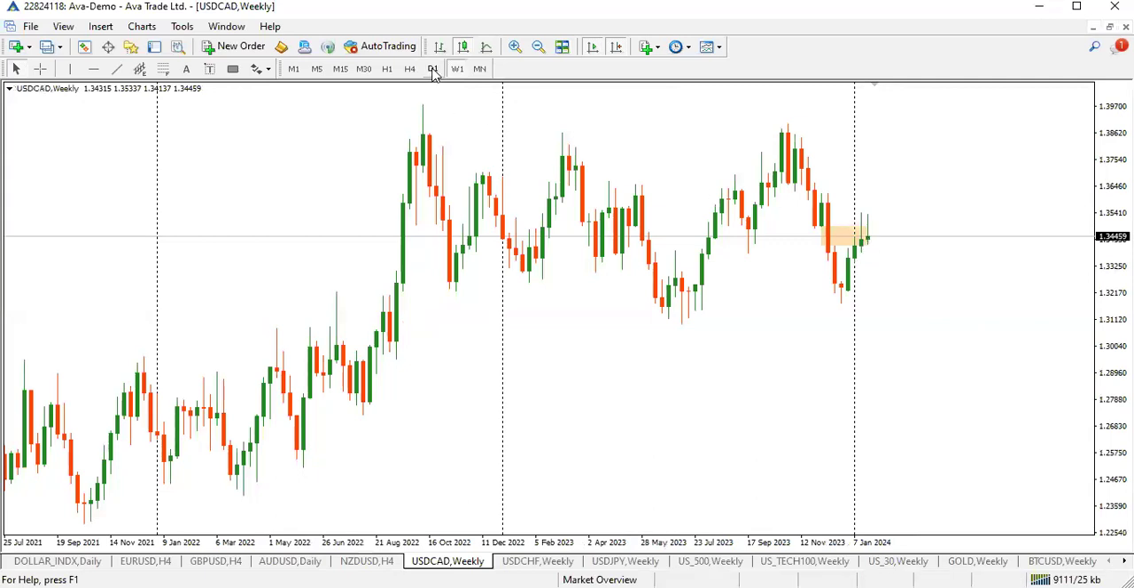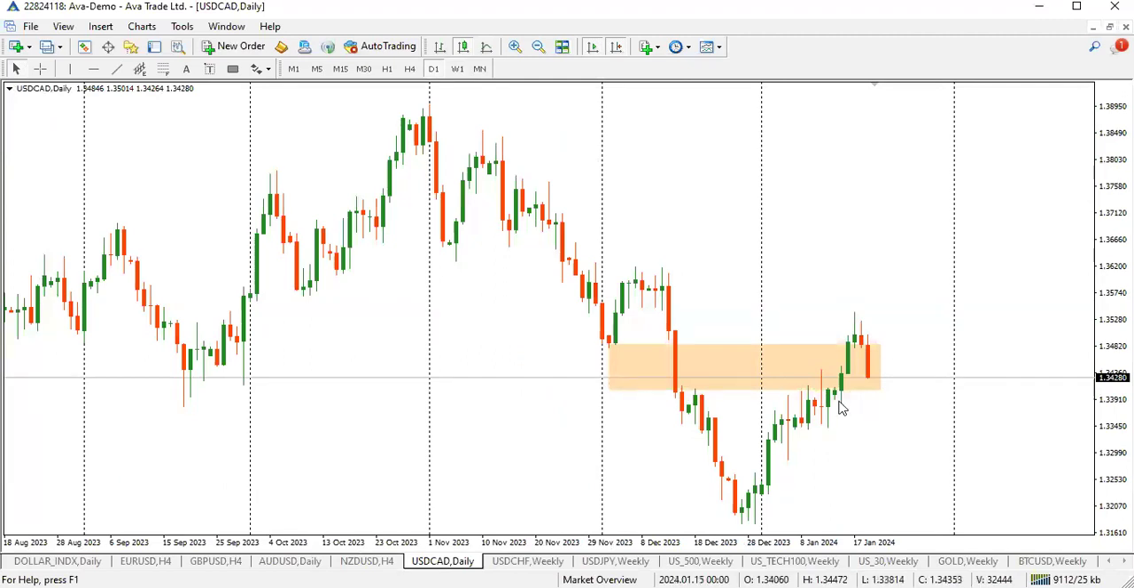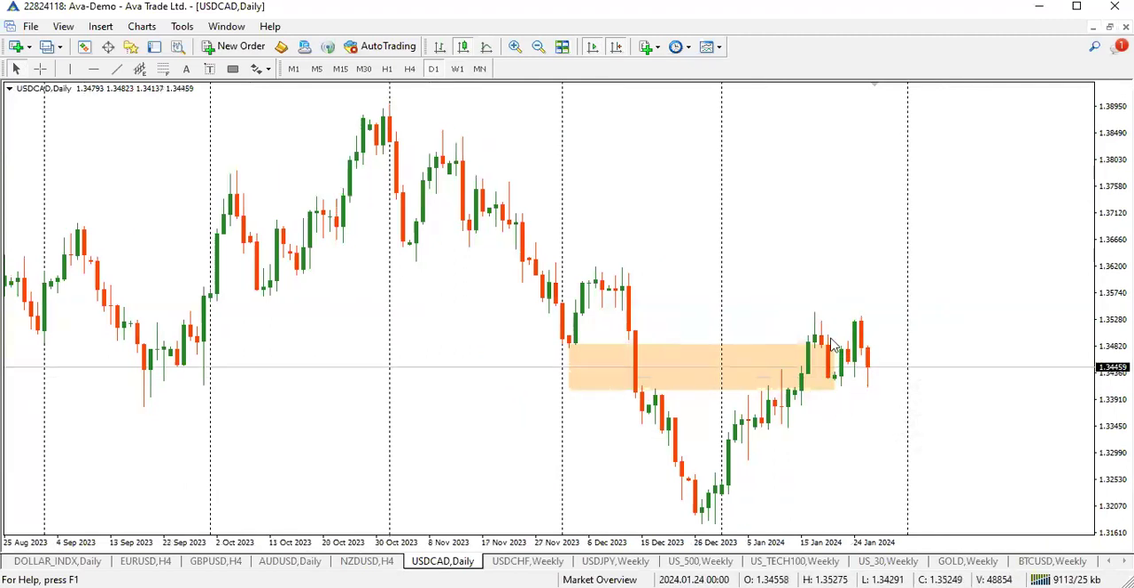Let's see what happened on the weekly and daily time frame. Messy price action. Same thing. Monday, Tuesday, Wednesday, Thursday, Friday. This is the Sunday candle, so disregard this. Just within the range. Nothing significant.